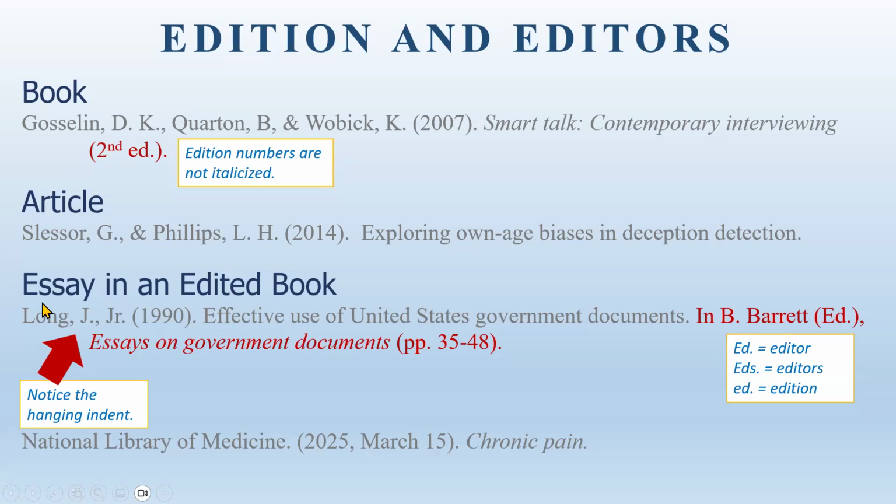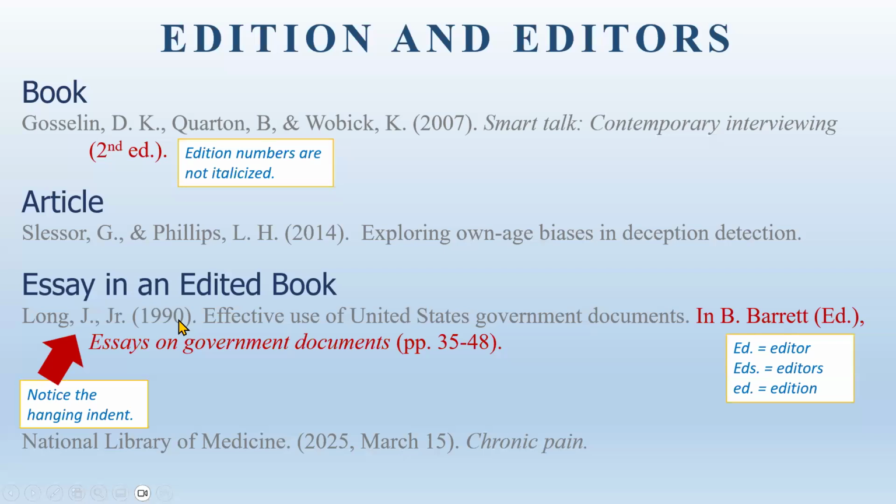So each essay has an author, but then the book itself has been put together by what we call an editor or editors. There can be more than one. They may or may not have actually written anything in the book, but they were responsible for gathering it all together, getting it all organized, and getting it published.